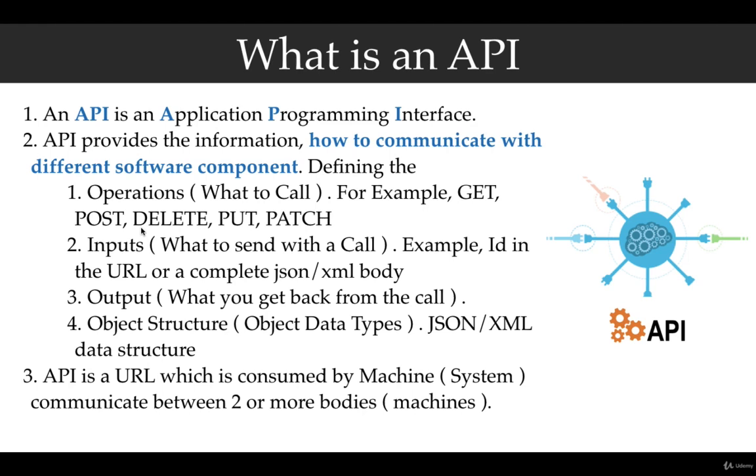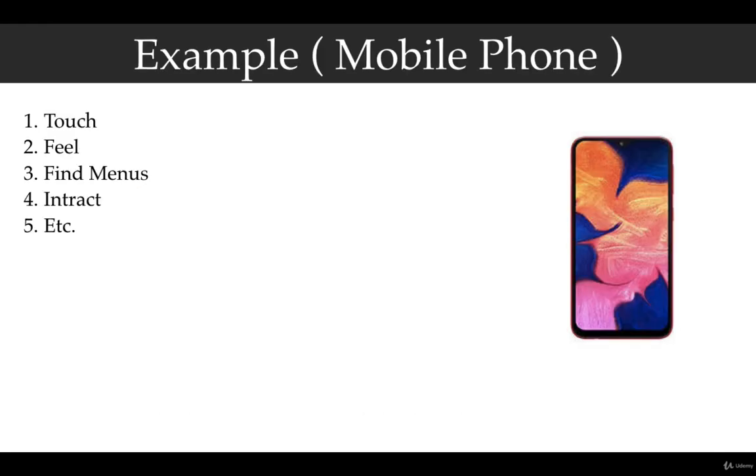We already discussed that API is an interface. So let's take the example of a mobile phone. A mobile phone is an interface for us, not for machines, where we can touch the mobile, we can feel it, we can find the menus, we can interact with the mobile. But inside the mobile there are plenty of applications that interact with different machines or different platforms. With the help of what do they interact with each other, with the help of what do they send data from one system to another system?